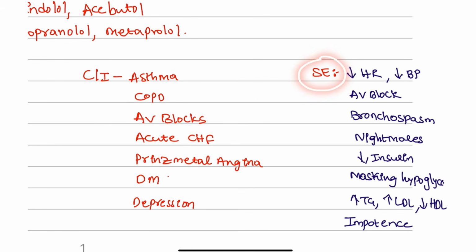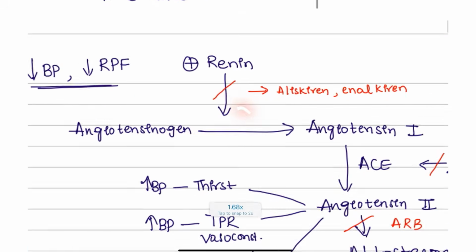What are the side effects? It will decrease the heart rate and the BP. AV conduction block, bronchospasm, nightmares, insulin sensitivity will be decreased, and masking of hypoglycemia, increased triglycerides and LDL, and decreased HDL. Also, long-term use of these drugs will cause impotence.